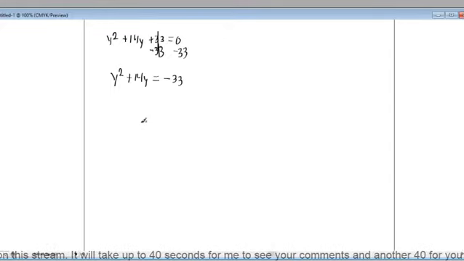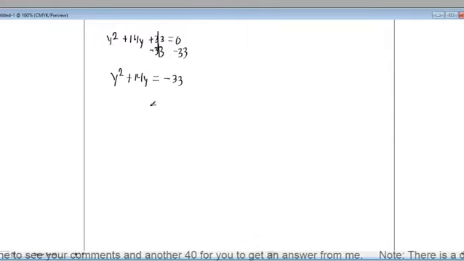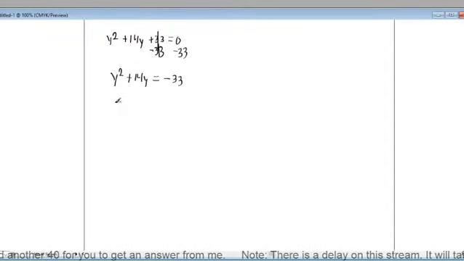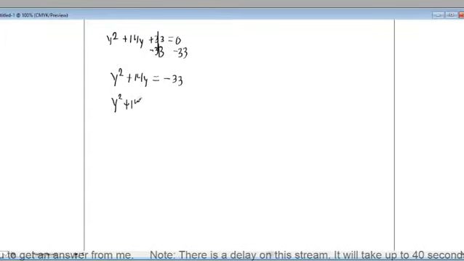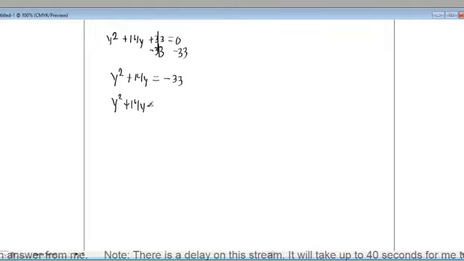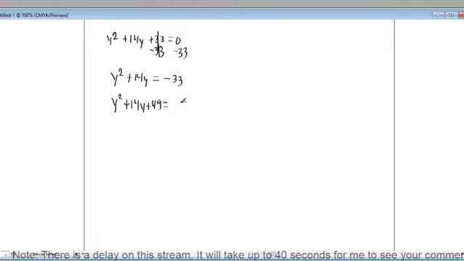Okay. Next, we need to actually make this a perfect square trinomial. And the way we do that is we take half of this number, 14, and square it. So half of 14 is 7. 7 squared is 49, so we will need to add 49 to both sides. So y squared plus 14y plus 49 equals negative 33.